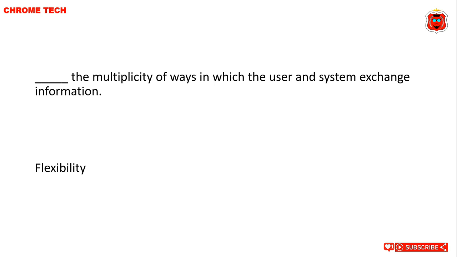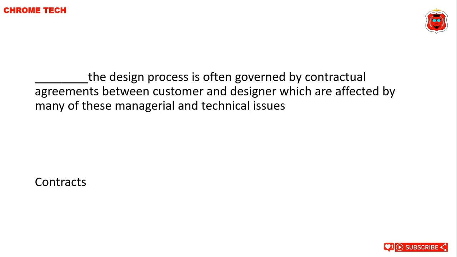Multiplicity of the ways in which the user and system exchange information. Flexibility. The multiplicity of the ways in which the user and system exchange information. Flexibility is the correct answer.